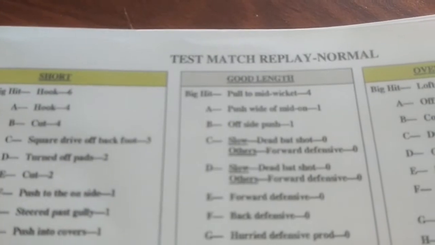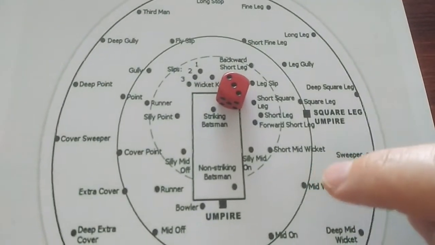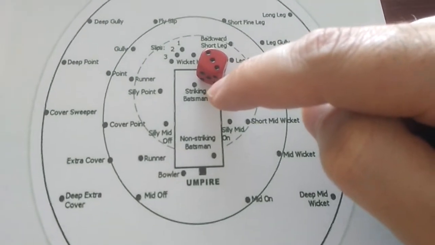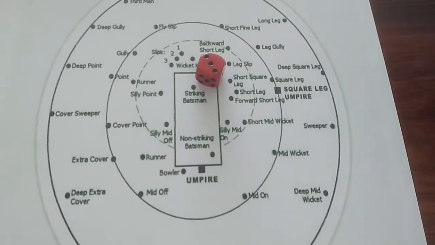Okay, so come up to good length. We got push wide of mid-on. So mid-on is up here. It's more straight. So an on-drive. So you're probably going to drive it somewhere just wide of him up here, and you're going to get 1 run.